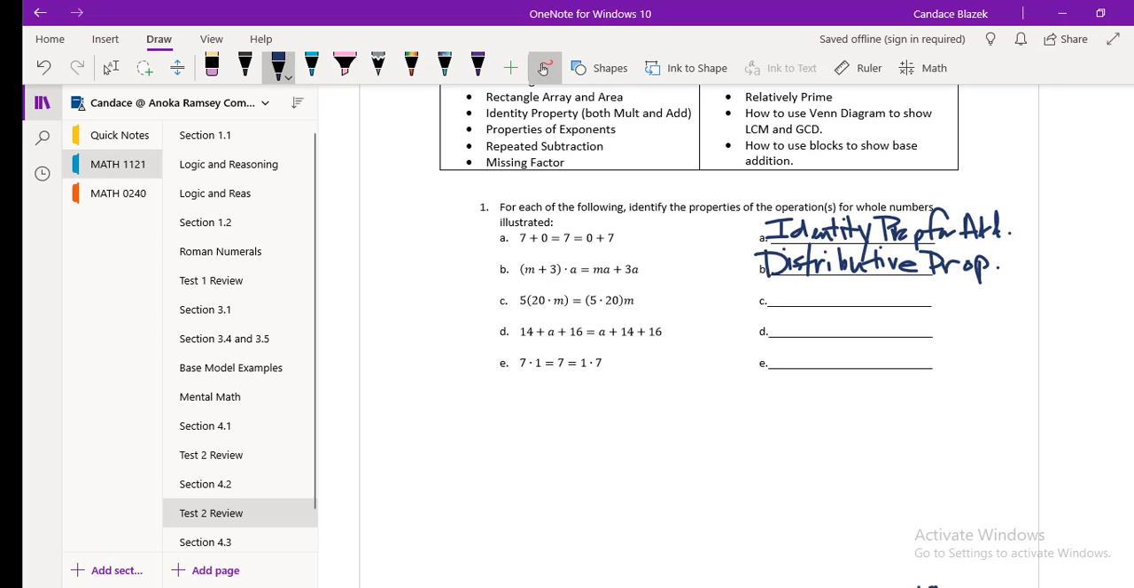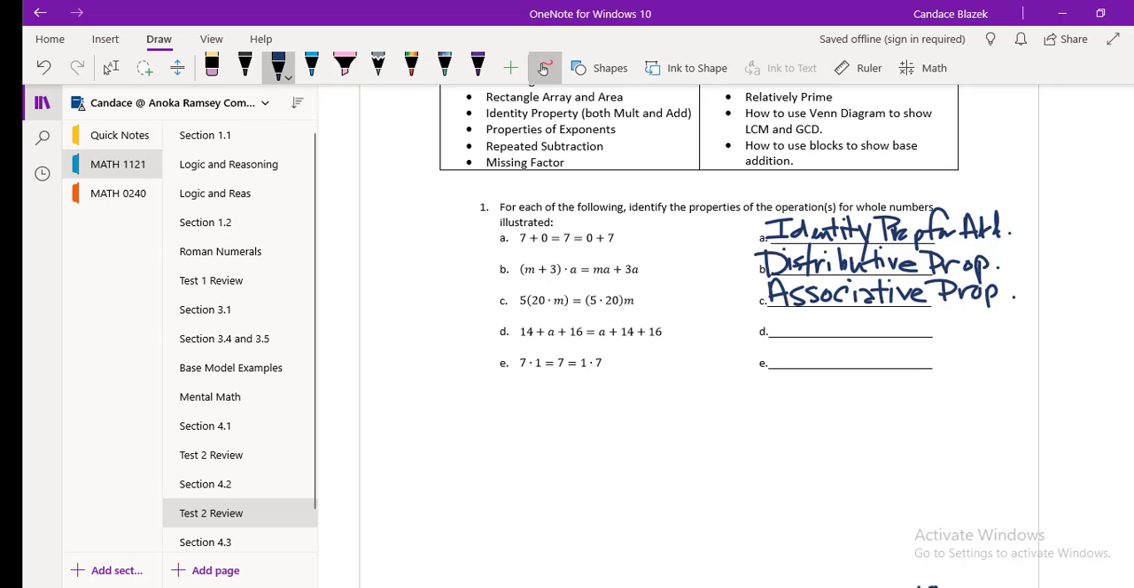Number C, 5 times the quantity 20 times m is equal to the quantity 5 times 20, times m. If you see, the order of the numbers has not changed, and it's all multiplication. What we've done is regroup and move the parentheses. So this is the associative property, or the associative property of multiplication, or the multiplicative associative property.